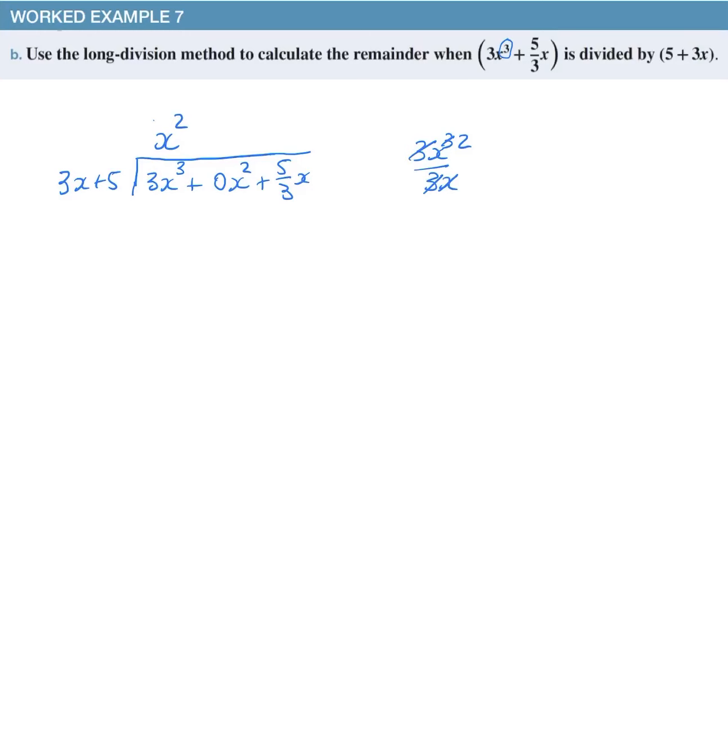I'm going to multiply this x squared with 3x to give me 3x cubed. I'm going to multiply x squared with 5 to give me plus 5x squared. And this is why I had to make a space for x squared, otherwise this would have been a problem for us. So now I'm going to subtract. The moment I subtract, my positive becomes a negative, my positive becomes a negative. 3x cubed take away 3x cubed is 0. 0x squared take away 5x squared is negative 5x squared, and this plus 5 over 3x comes down.